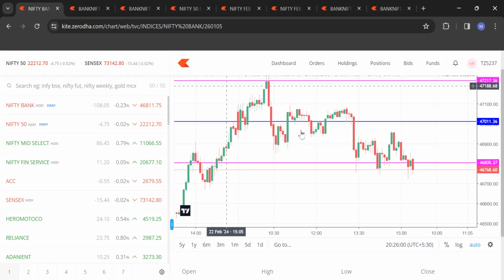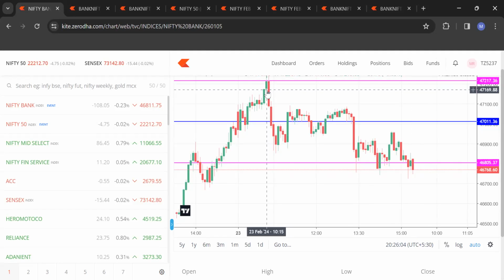Now, whenever it reaches 47,217, what is the timing? The timing is 10:15, right? Now at 10:15, you need to see one such premium of Bank Nifty which is close to SPP. Now, what was the SPP of Bank Nifty?